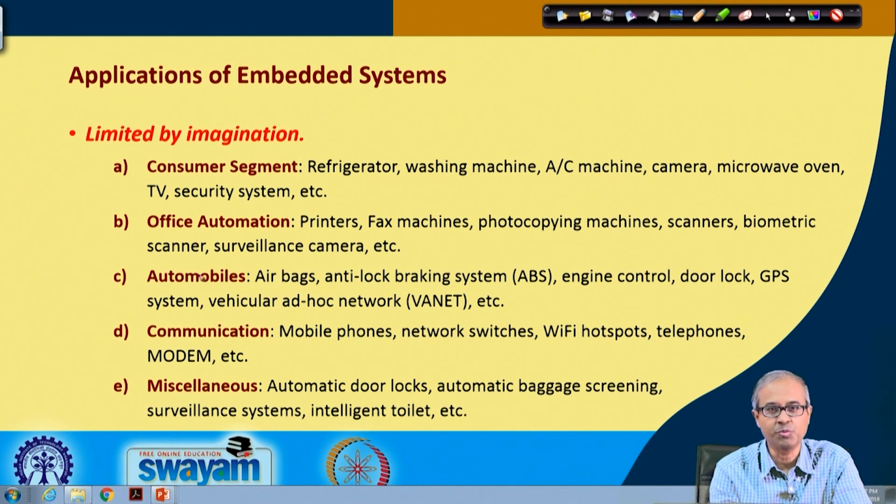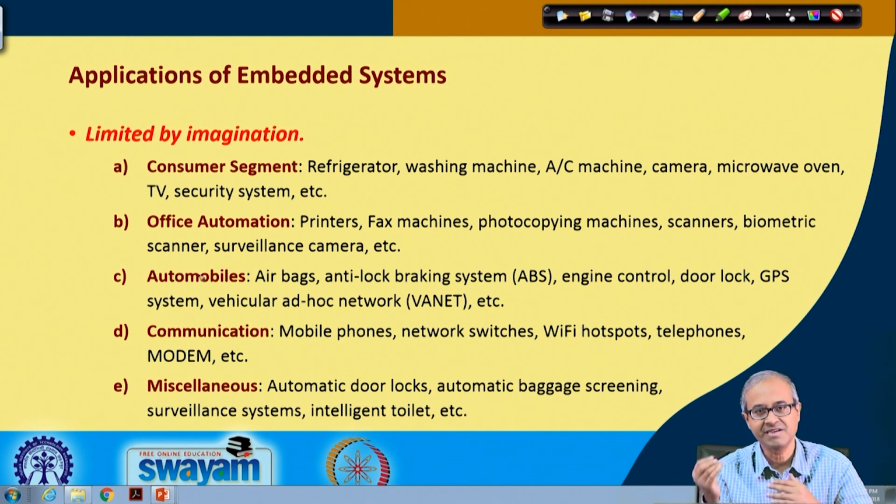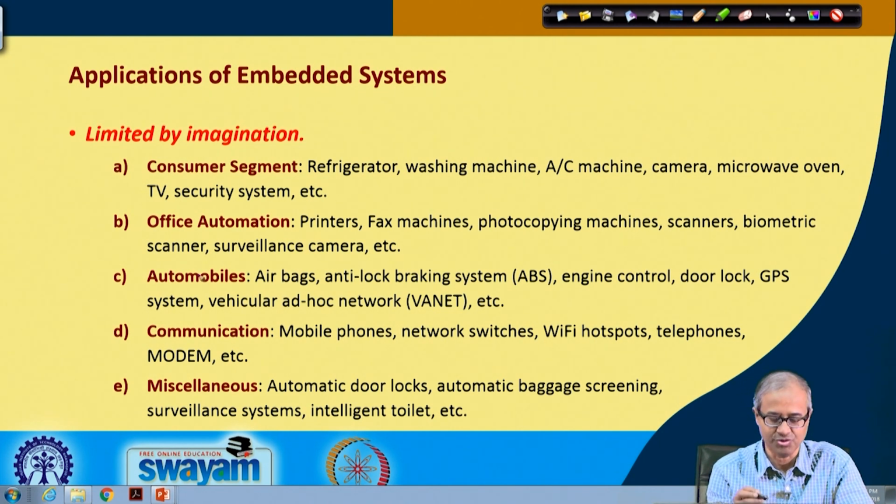Think of automobiles. Today all automobiles are intelligent in some sense. There are some computational devices which try to utilize the infrastructure inside those automobiles in an efficient way: fuel efficiency, engine efficiency and so on. So, airbags, anti-lock braking systems, engine control, door lock, GPS. Everything here is controlled by embedded processors.